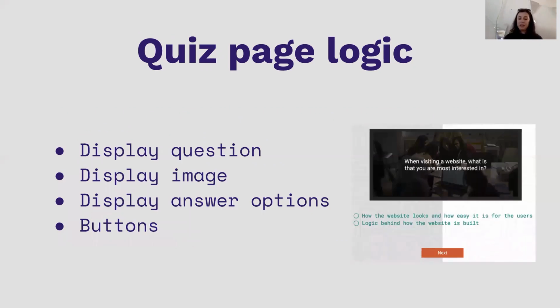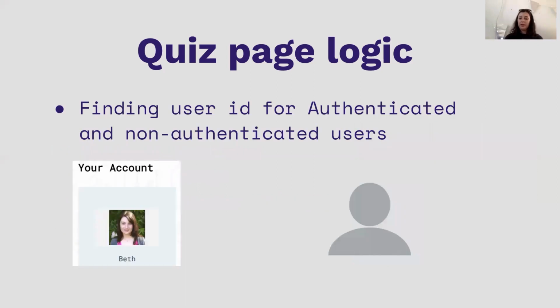After fetching the questions and answers, we are able to display them on the page. As you can see here, the component displays the question, an image, the answer options, and the buttons. To submit an answer, I need a user ID to pair with the selected answer to post to the database. A user can be either authenticated or not.